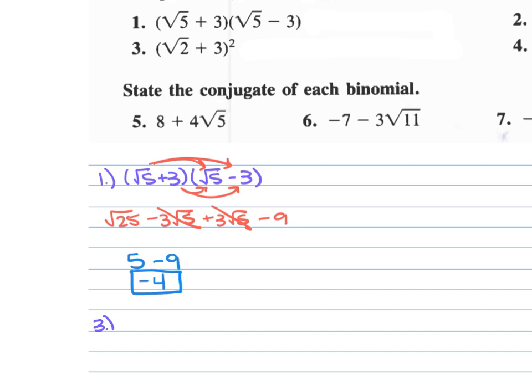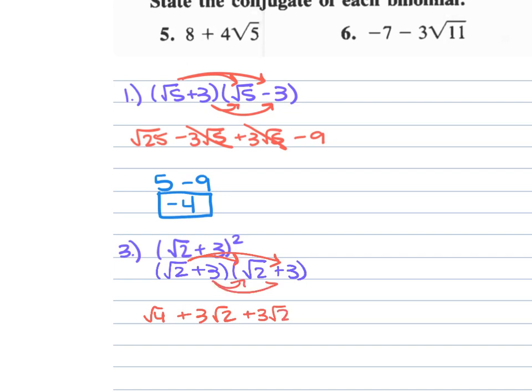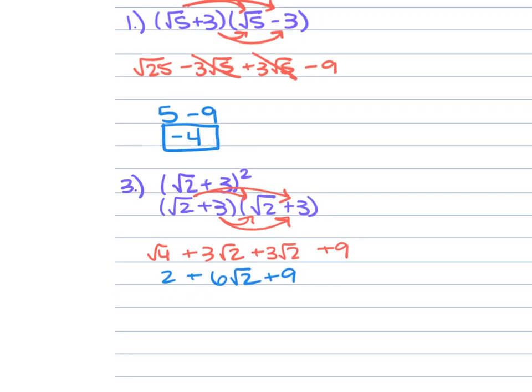For 3, we have the square root of 2 plus 3 squared. So we're literally just going to multiply these by each other. So the square root of 2 plus 3 times the square root of 2 plus 3. FOIL these out. We're going to have the square root of 4 plus 3 square root 2 plus 3 square root 2 plus 9. Simplify. The square root of 4 is 2 plus 6 square root 2 plus 9. 2 plus 9 is 11. So 11 plus 6 square root 2.